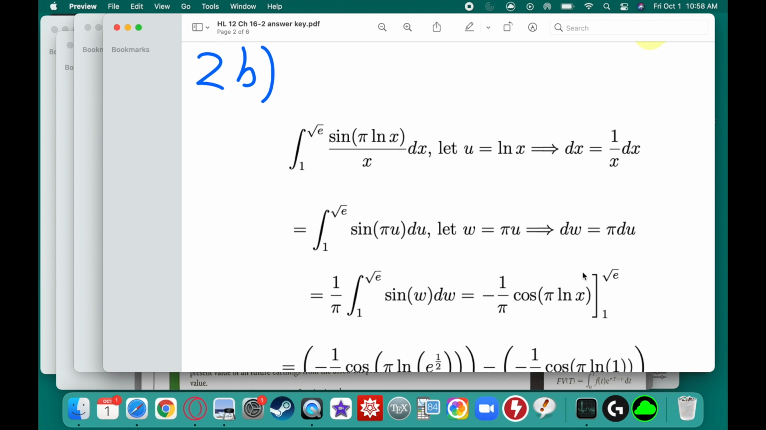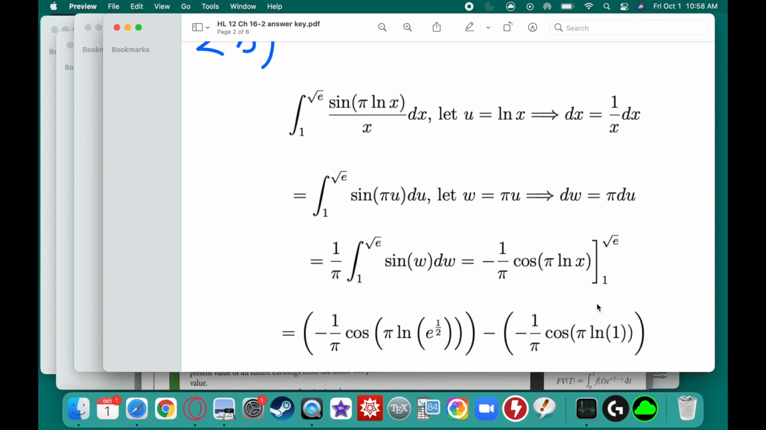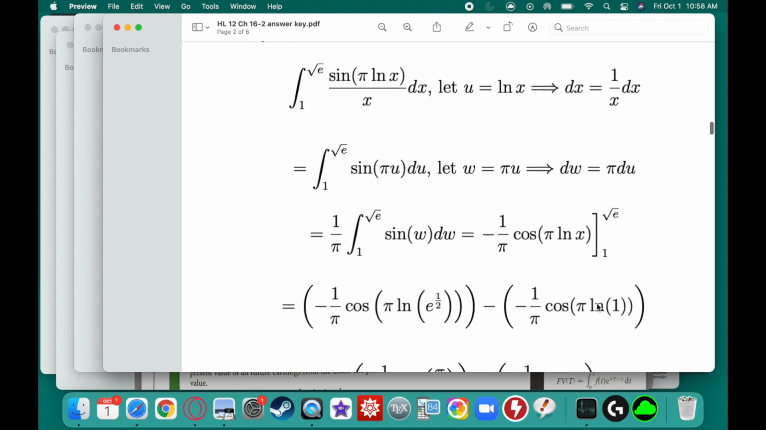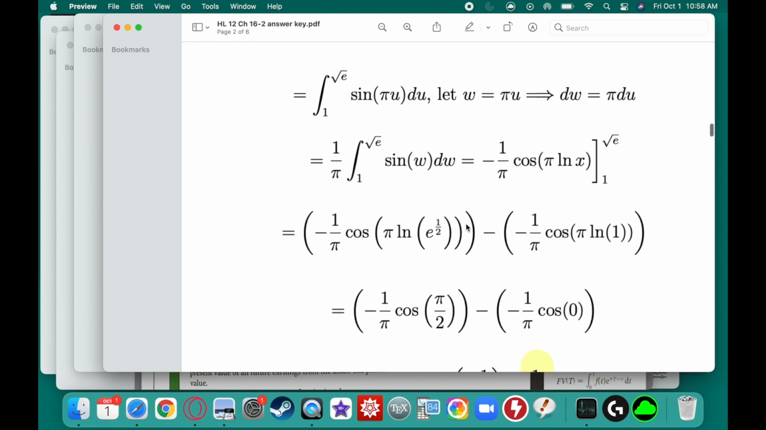Okay? This is the standard way of representing your definite integral. You have the right brace here with the upper bound on the top, the lower bound on the bottom. Okay, so we go ahead and do that. Honestly, this part here is pretty basic. You got to plug these in.